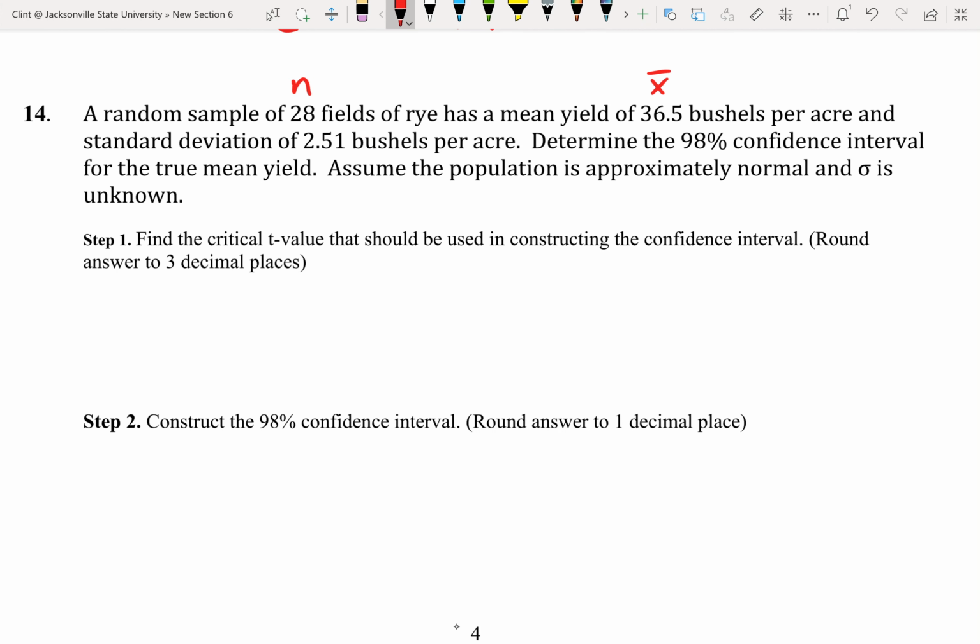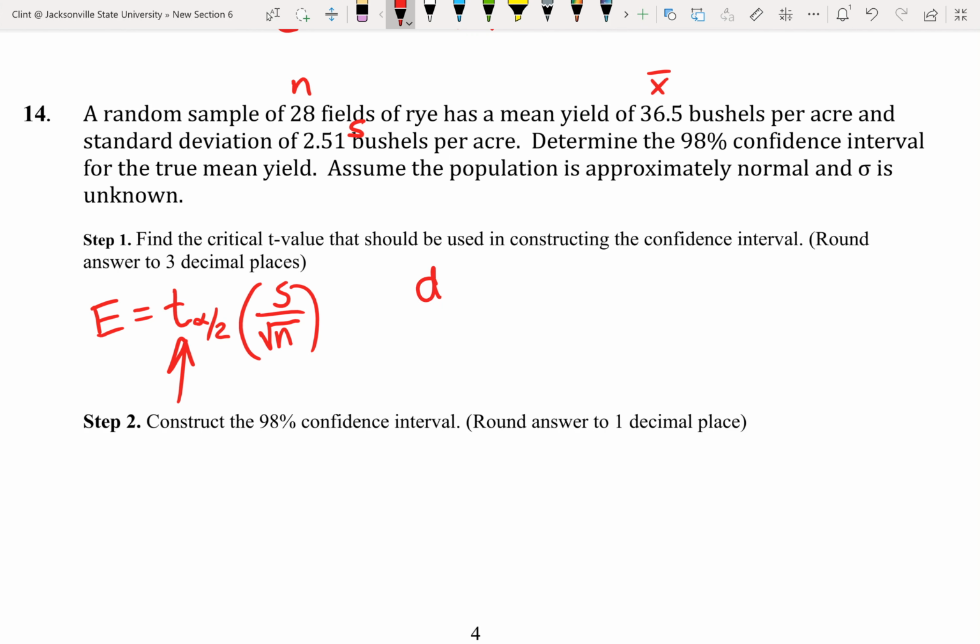But it says assume the population is approximately normal and sigma is unknown. So this is not sigma, this is s. Okay, so we're in a sigma unknown situation. And then it tells us to find the critical t value we should use. Okay, so here's our formula for margin of error. We got this t sub alpha over 2 times s over the square root of n. And this step's asking us this time for the critical t value. It could ask us for the whole margin of error, but this one's just asking us for the critical t.